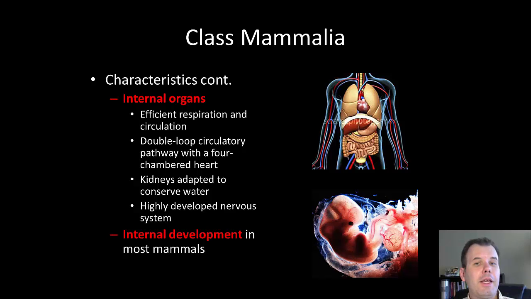The other big thing in most mammals is the internal development. We've lost the ability to lay eggs because we have all internal development. And there are some slight differences, and I'll point those out here in just a minute. But most of the mammals that we think of today have internal development, and that's important as well.